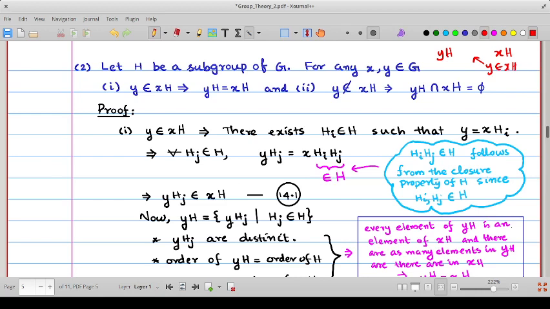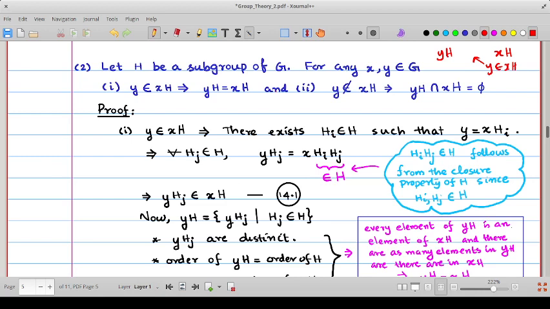So that means if two cosets have at least one common element, all elements of the cosets are exactly the same. So the two cosets are the same. If one element is common to the two cosets, then all elements in one coset are also present in the other, and vice versa. So the two cosets are exactly the same.